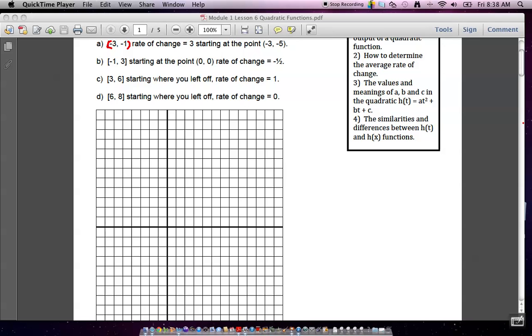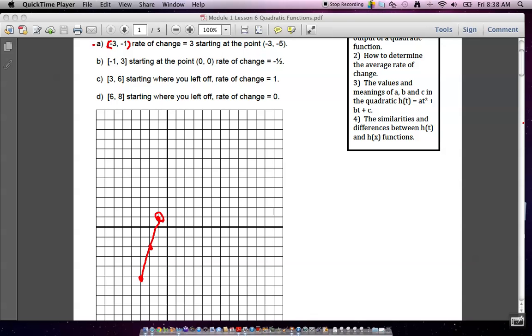Okay, good. So I start at the point -3, -5. -3, 1, 2, 3, 4, 5. And then all the way up to -1, I do a rate of change of 3. So that's up 3, 1, 2, 3 over 1, 1, 2, 3 over 1. I want it to go to -1, but I need an open circle here, not a closed one. And there's my first part of the graph.